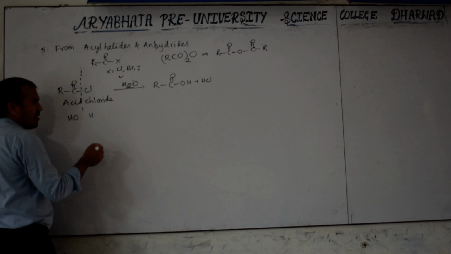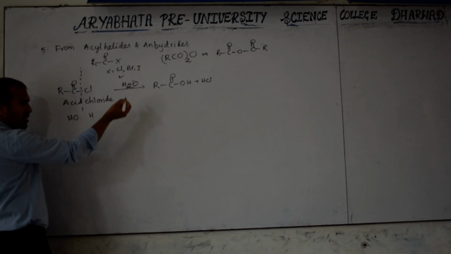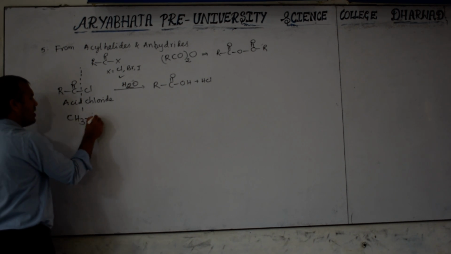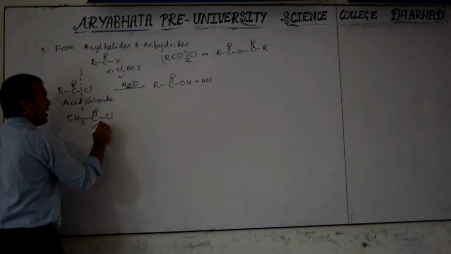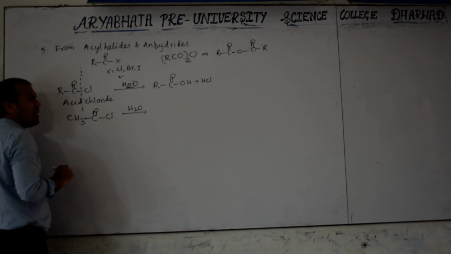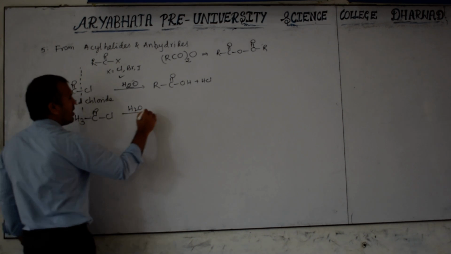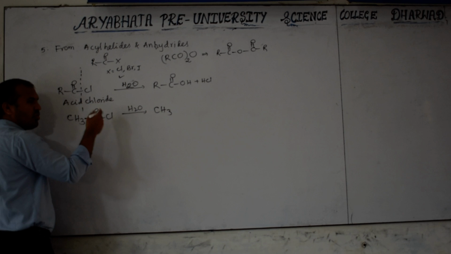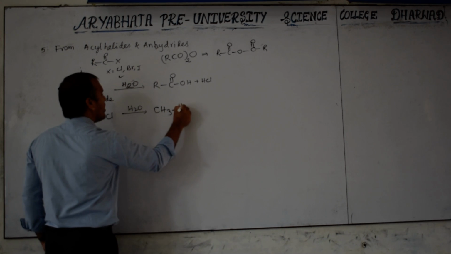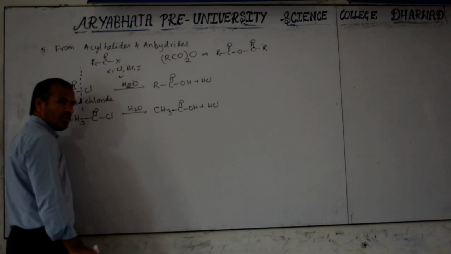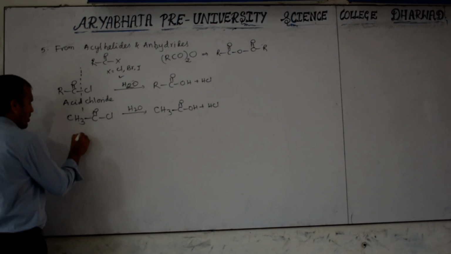Generally we carry out this reaction in presence of base. Now one example: CH3 C double bond O Cl with hydrolysis, reaction with water. Then we will get CH3 C double bond O OH and HCl. I am not writing the bond breaking now, you know how it breaks down.